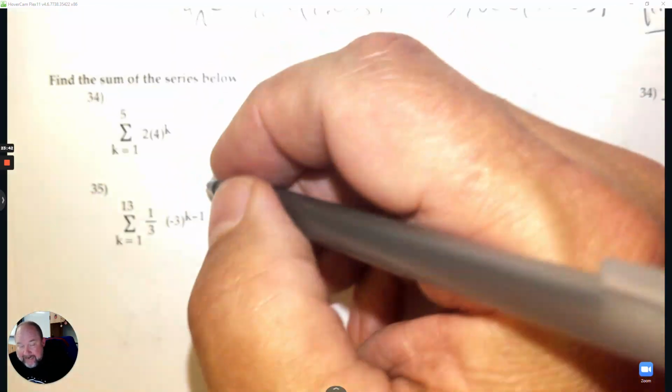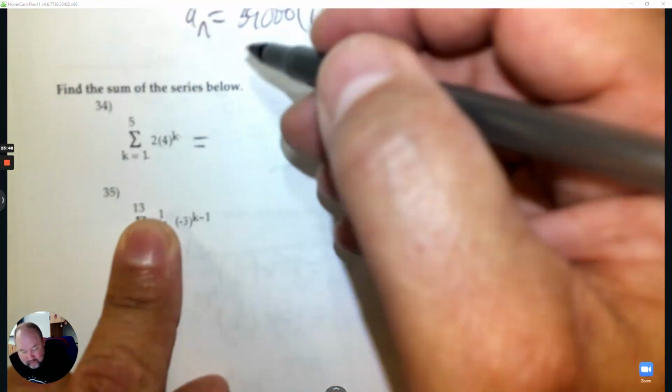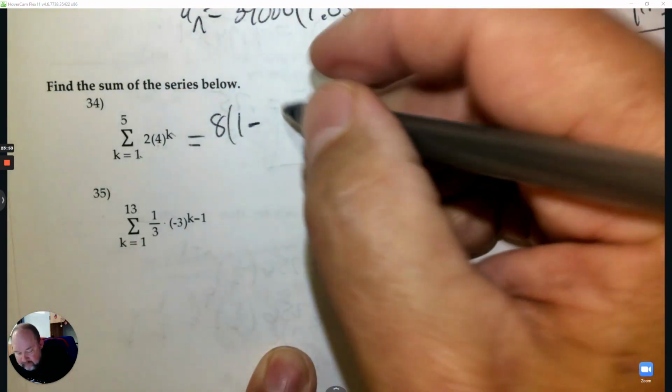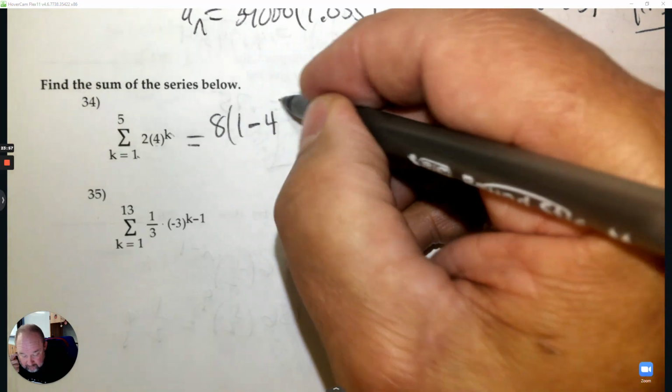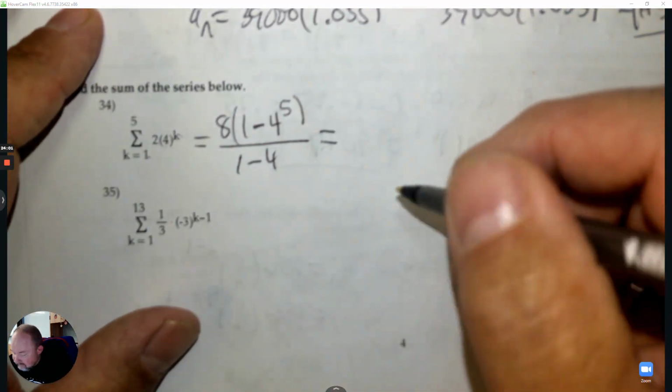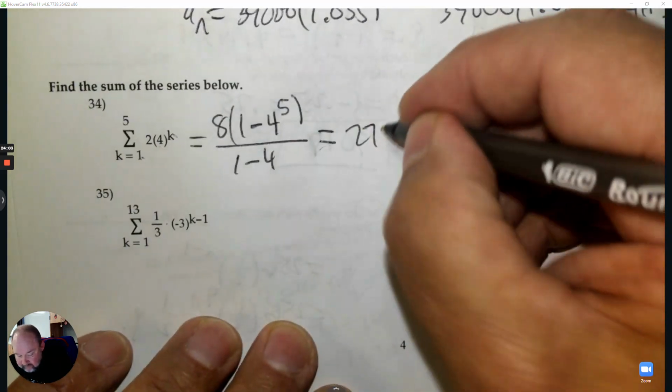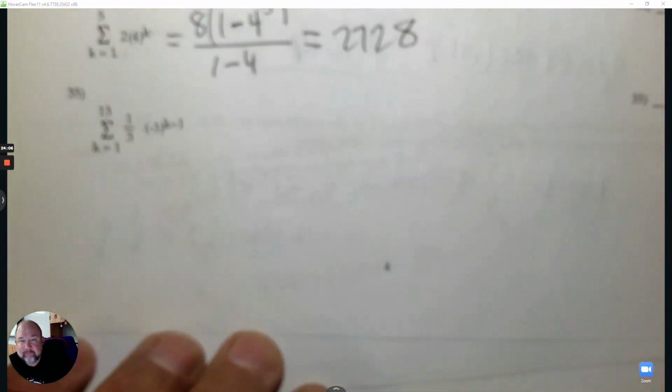All right, now we're going to do some adding. So the formula to add, we need to know A1. So I'm going to plug 1 in. 4 to the 1 is 4 times 2 is 8. And then it's 1 subtract R to the exponent. The R is the base, which is 4, to the exponent, how many terms you have. And then 1 minus R on the bottom. Type that in your calculator, and you get 2,728.